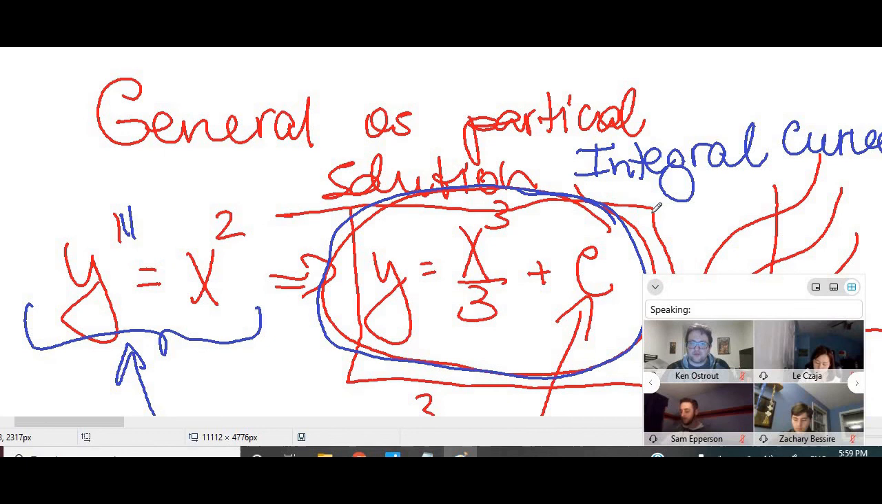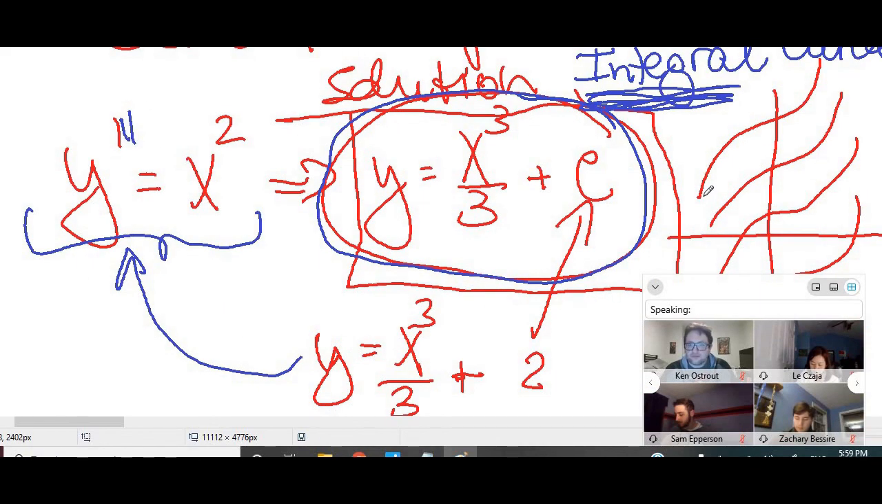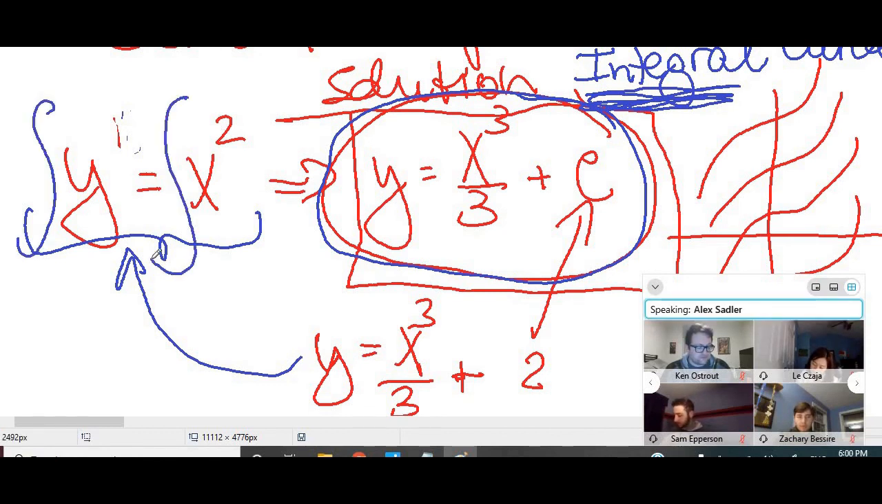Anybody care to guess why it is called an integral curve? The reason is pretty obvious. What operation did we effectively perform going from having a derivative to not having a derivative? We integrated it. Right? Thus, this graph of a general solution is called an integral curve. You with me on that?